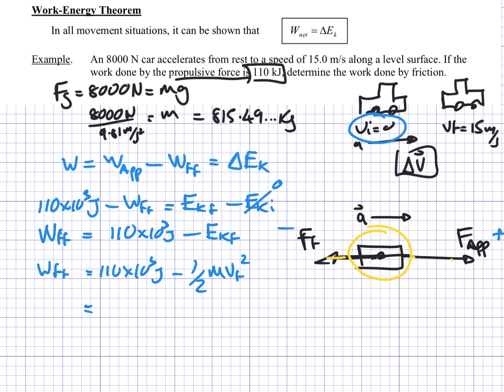Okay, let's put these numbers in. And there's our final numbers. That's the 1/2 mv squared of the final. And so you end up with 1.83. That's the 3 significant figures. That's the work done by friction.